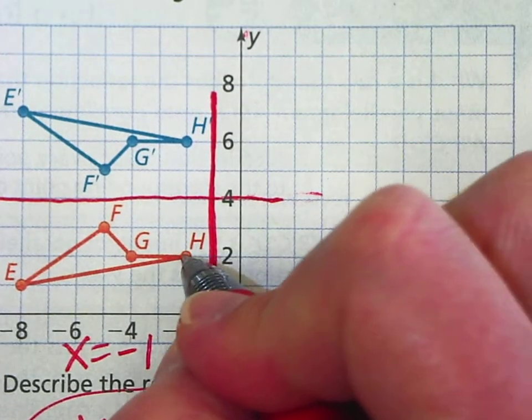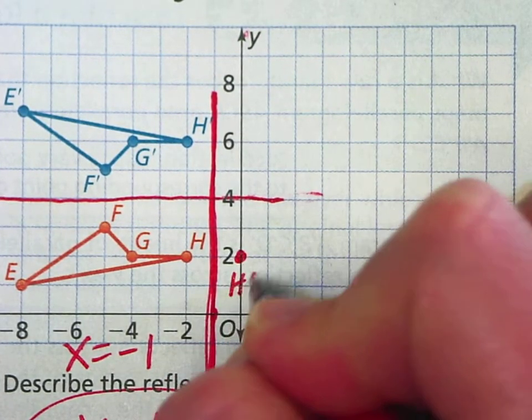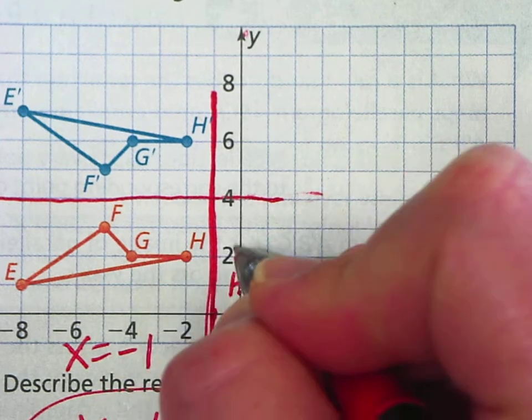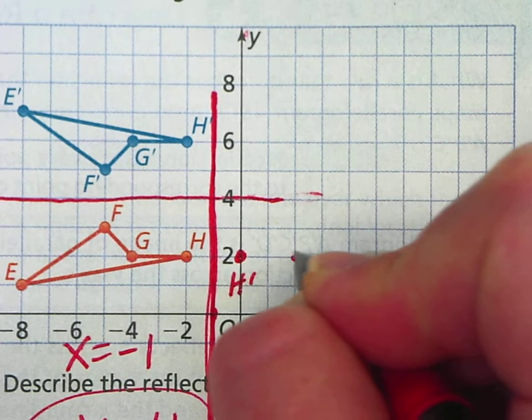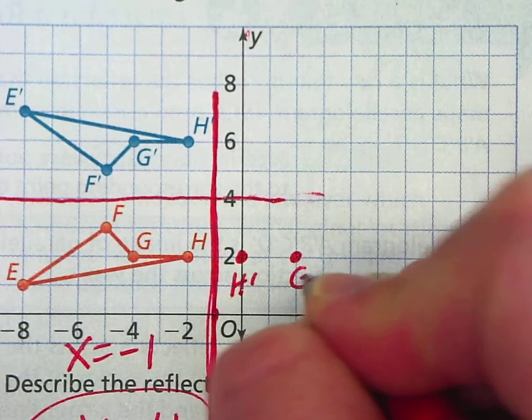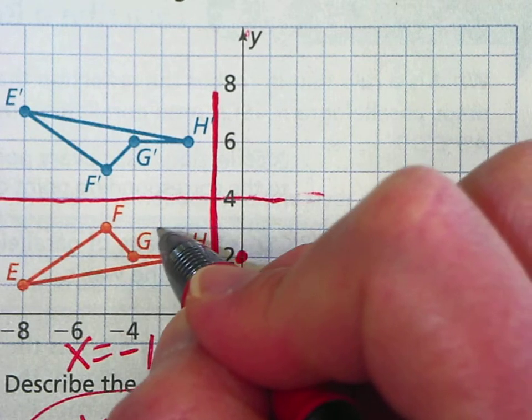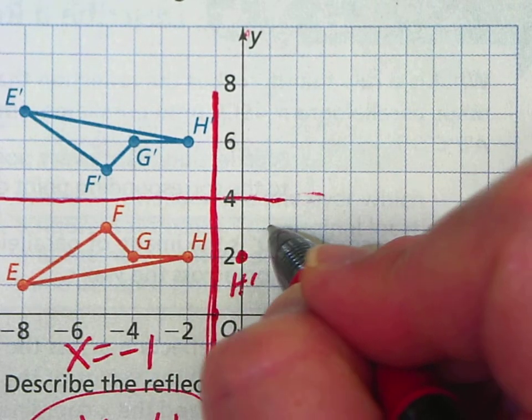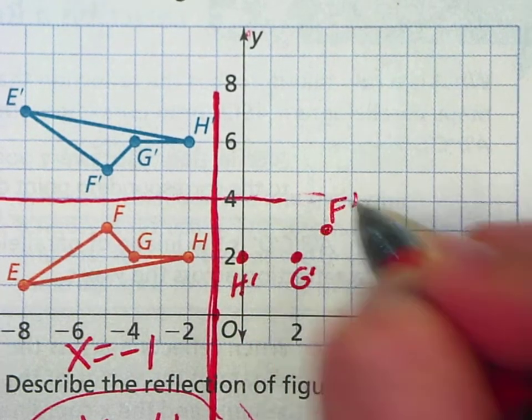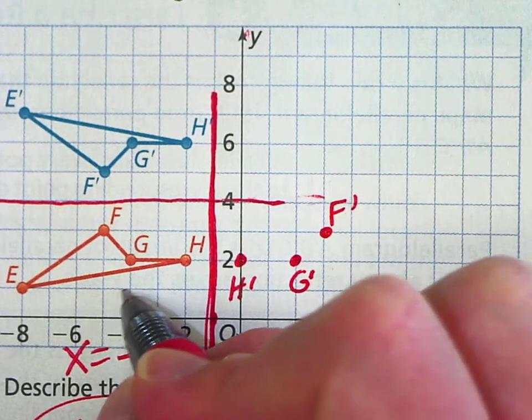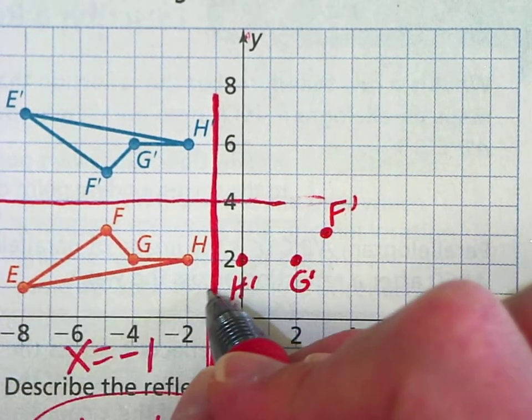So now H is 1 unit to the left. I'm going to go 1 unit to the right. G is 3 to the left. I'm going to go 1, 2, 3 to the right from this red line. Okay, F is 4 to the left. I'm going to go 1, 2, 3, 4 to the right. F prime, and E is 7 to the left.